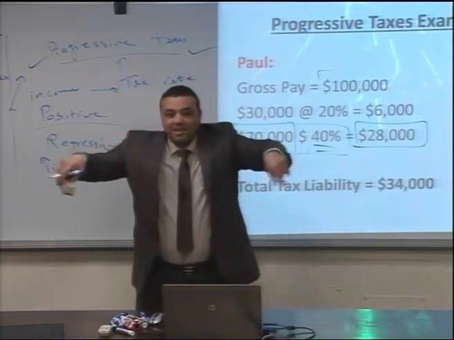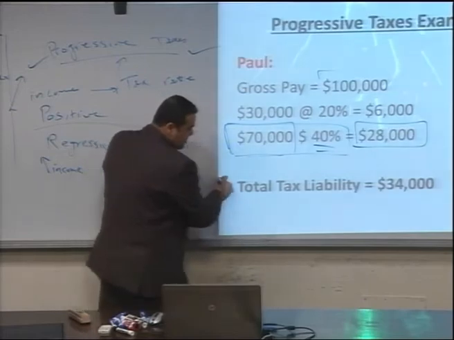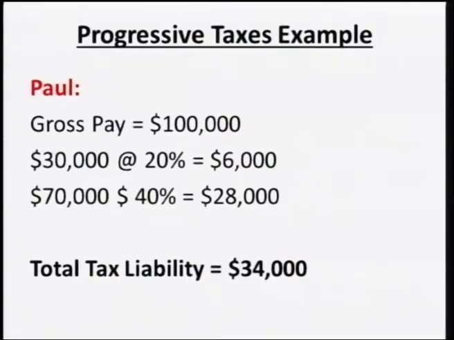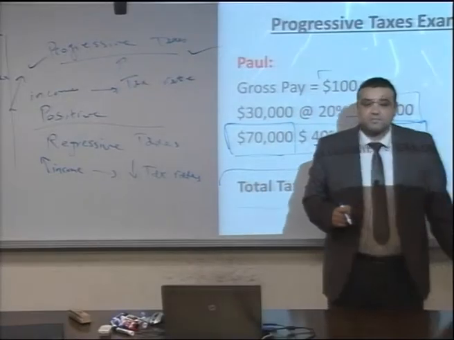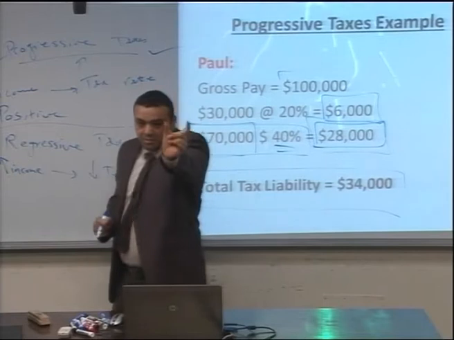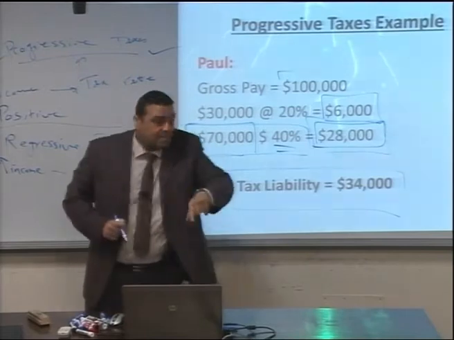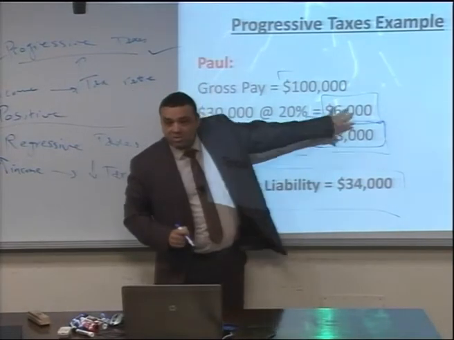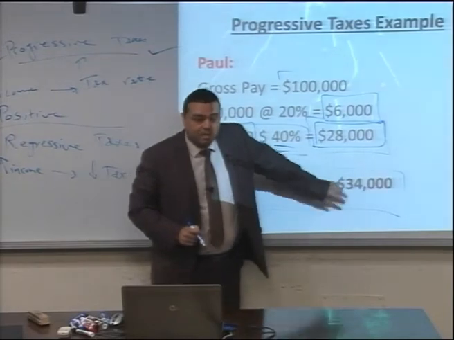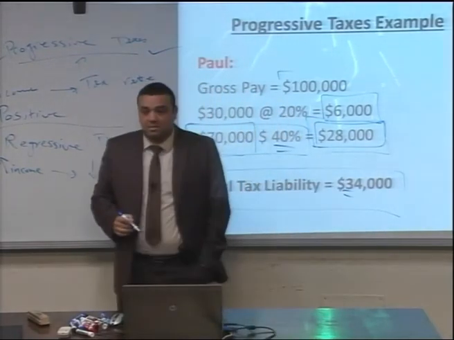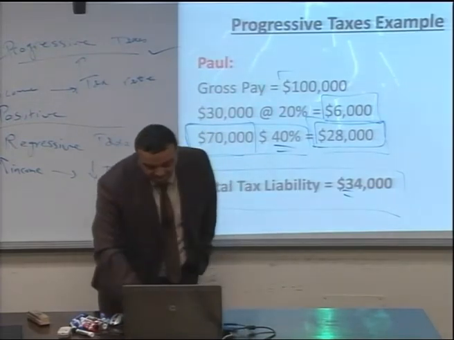So how much is the total tax liability here? It equals $6,000 plus $28,000. The total amount paid for taxes equals $34,000. The first part of his income, he has to pay $6,000, and the left amount, 70, he has to pay $28,000. So the total amount of tax will be $34,000.